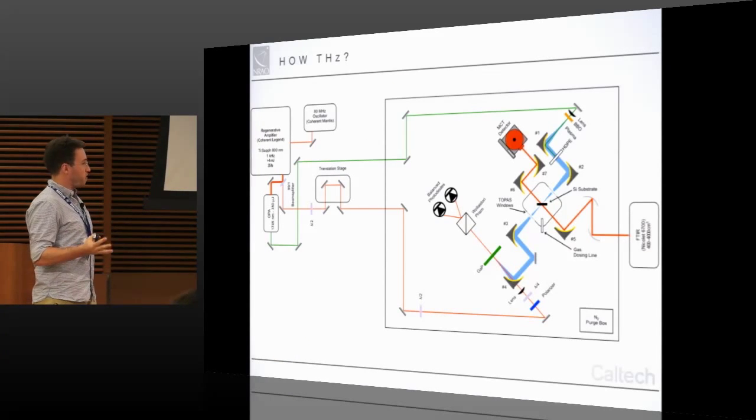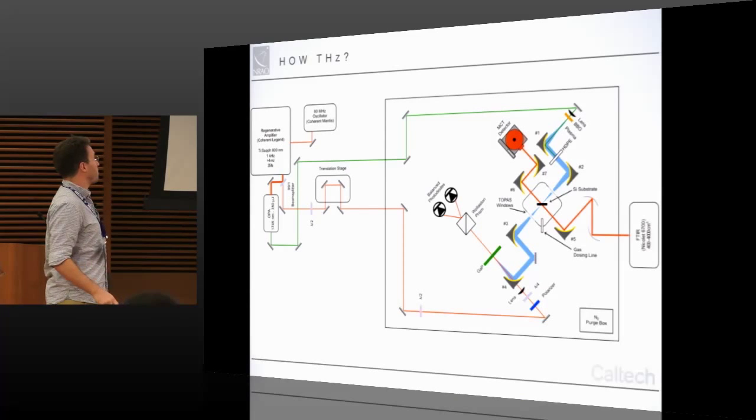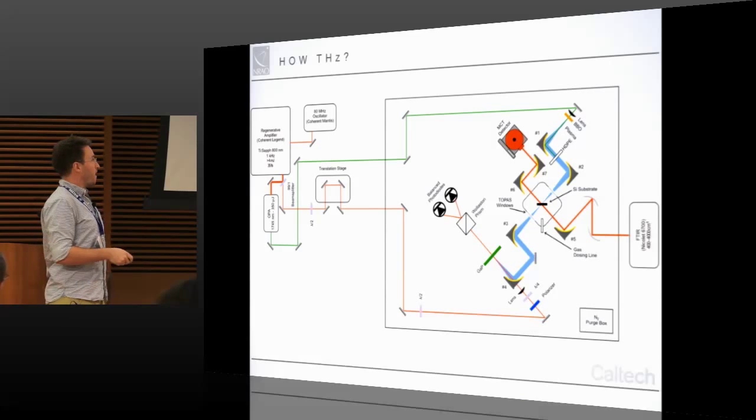So that's the problem. We want to do this with terahertz, but the problem is terahertz spectra of ices in the far infrared don't really exist, or they're fairly limited. Turns out making terahertz photons is actually very difficult. So we go through a lot of trouble to make them.